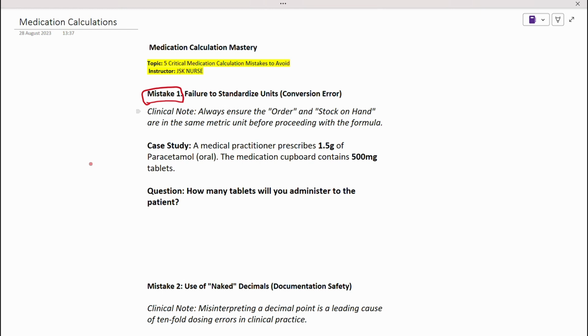Medication calculations can be the difference between a pass and a fail in your placement. Today I'm going to show you the 5 mistakes I see students make all the time. If you can avoid these, you will be the most confident nurse on the ward.